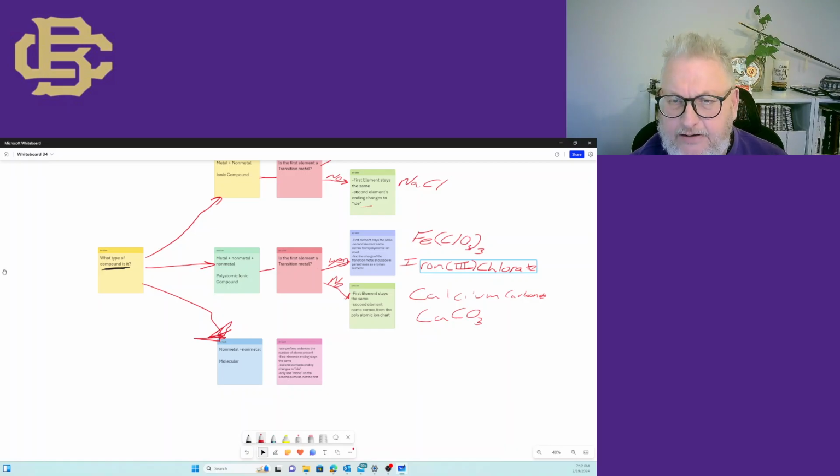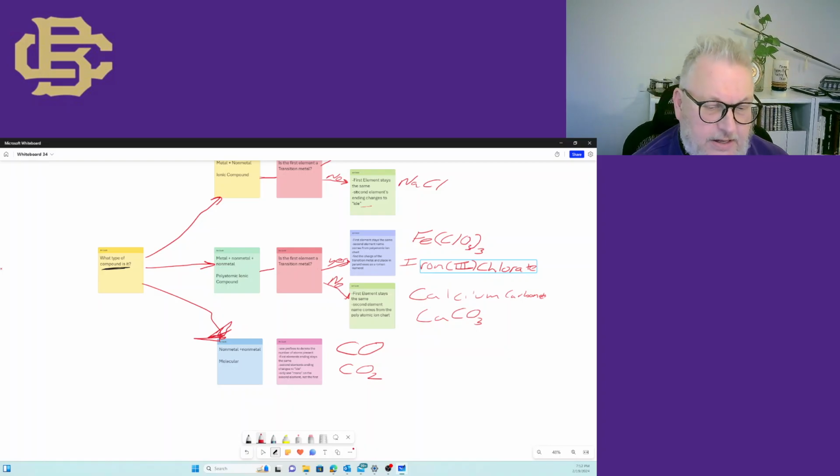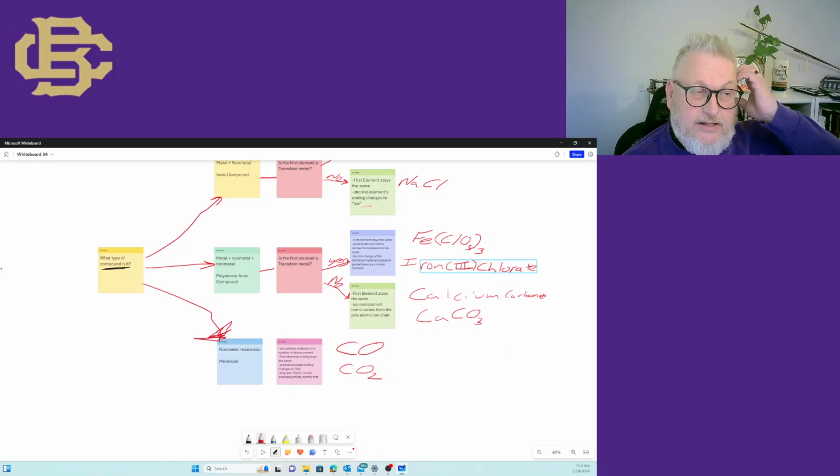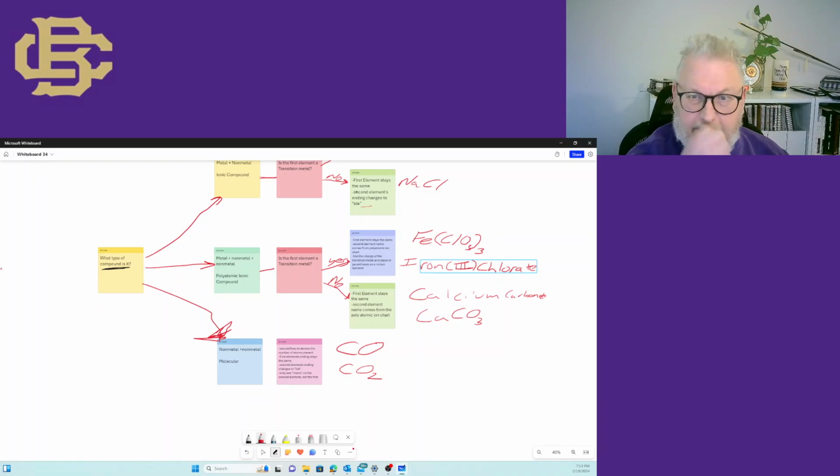So let's say I've got CO. That would be carbon monoxide. Say I have CO2. That would be carbon dioxide. Two different molecules. So we've got to use those prefixes for that. So that should give you some ideas. It should help you out a lot when you're doing your test tomorrow and you're doing your naming.